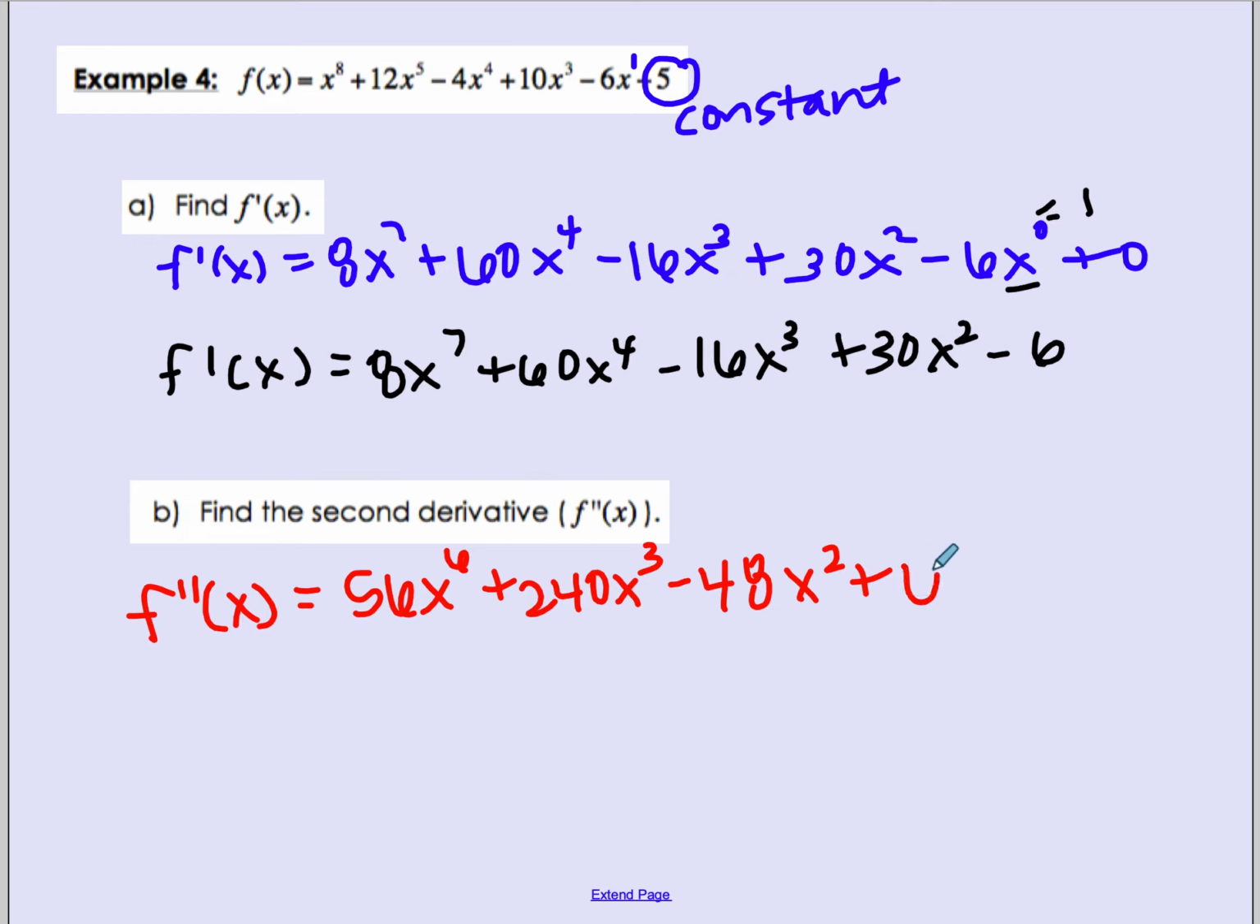2 times 30 is 60. 2 minus 1 would just be x to the first. And then minus 6. This is a constant, so my derivative of any constant is 0. So this would be my second derivative.